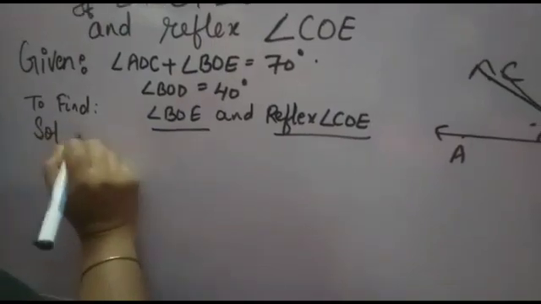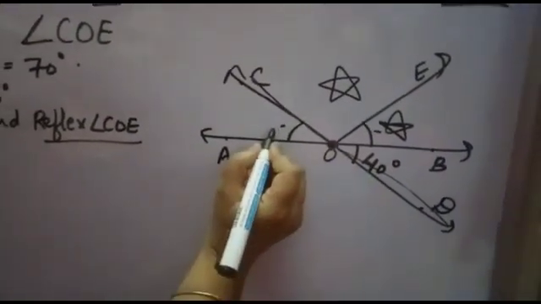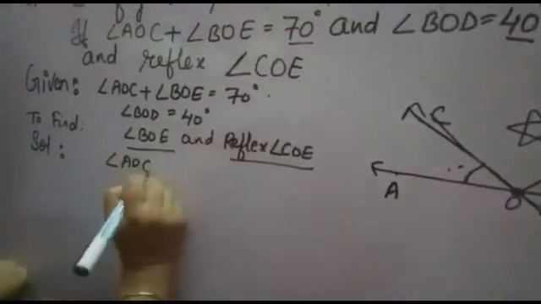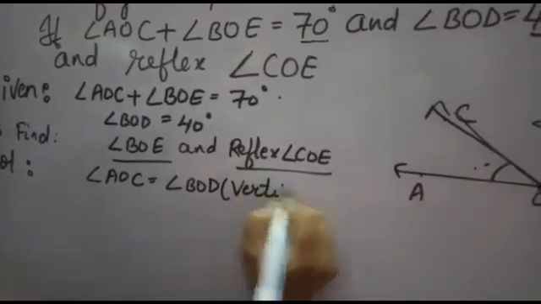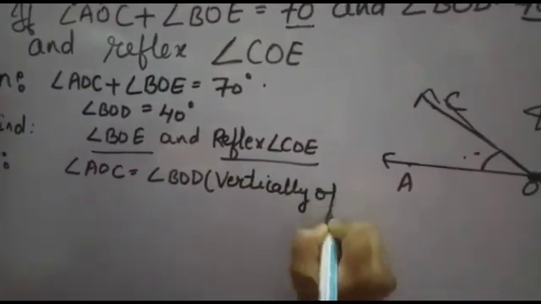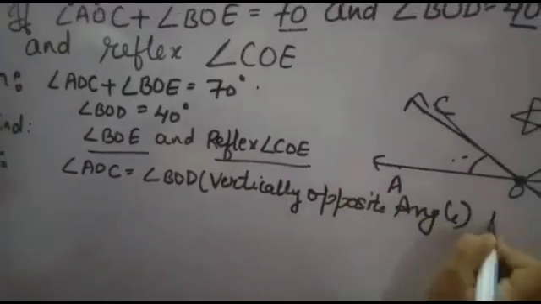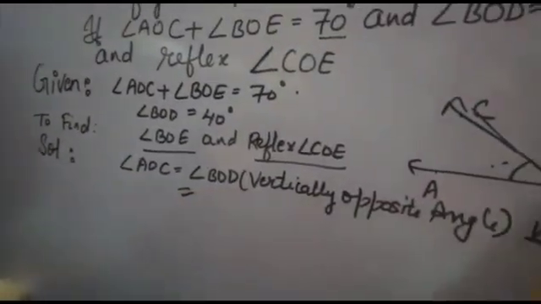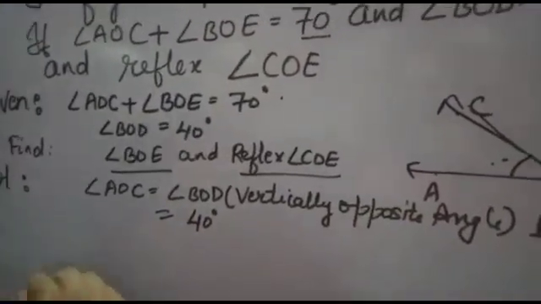Now the solution, how to do it? You know that CD and AB are intersecting lines and they intersect at O. Therefore these are vertically opposite angles. So angle AOC is equal to angle BOD because they are vertically opposite angles, VOA in short form. BOD is already 40 degrees, so angle AOC will be 40 degrees.